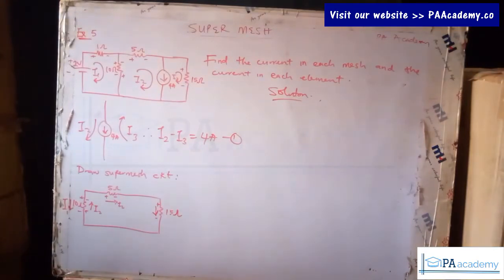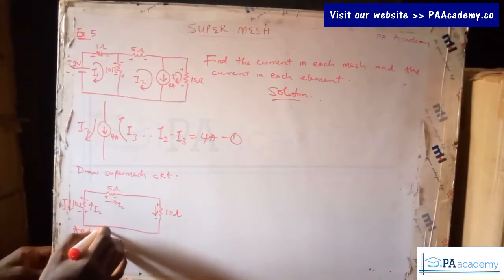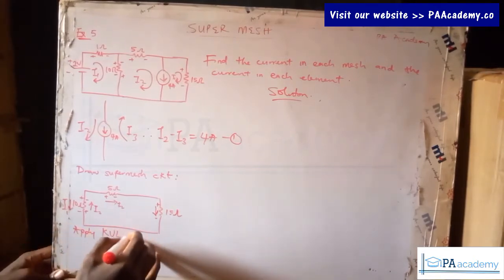Alright, so this is our super mesh circuit. The next thing is, let's apply Kirchhoff's voltage law, KVL, to the super mesh.